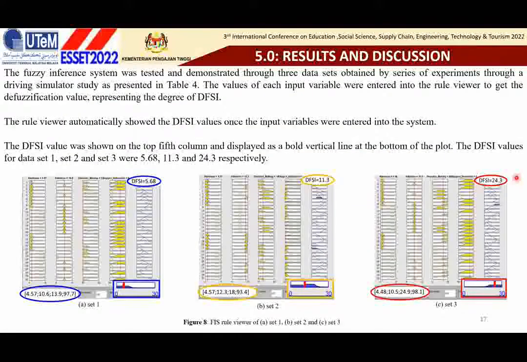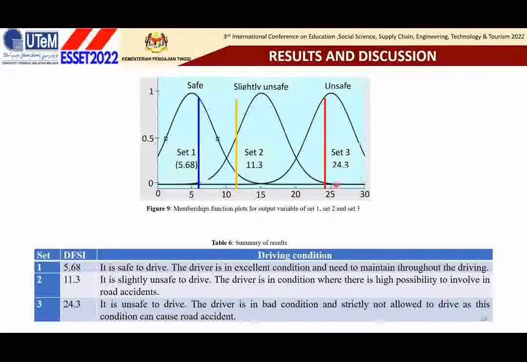Once I entered the input variables, I obtained a 24.3 DFSI degree, and 24.3 is in this region, which is unsafe. That means that for a driver with a 24.3 DFSI degree, it is unsafe to drive. The driver is in bad condition and strictly not allowed to drive, as this condition can cause a road accident.